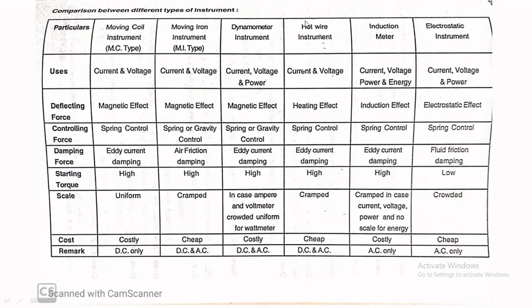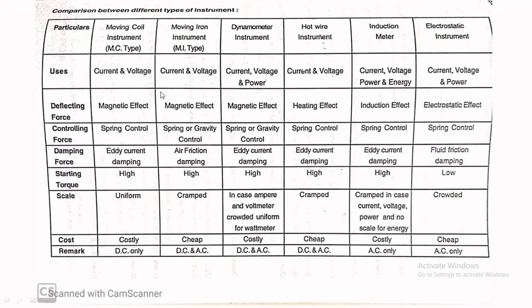These are the classification of instruments. In moving coil instrument, it uses both current and voltage. Moving coil measures current and voltage, and moving iron also measures current and voltage. Dynamometer measures current, voltage and power, where hot wire measures current and voltage. Induction meter measures current, voltage, power and energy. Electrostatic measures current, voltage and power.